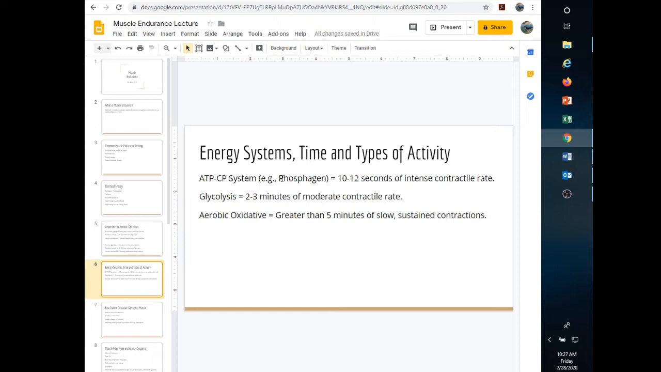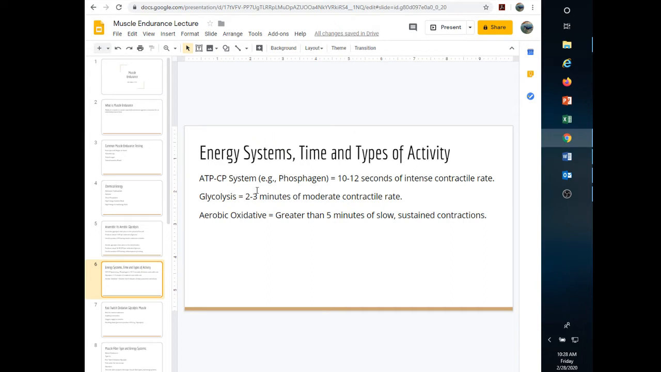Whereas muscle endurance, what we're talking about now, is events that could last up to 2 to 3 minutes. They don't always last that long. I mean, we're getting to the extreme end. You would be at the elite level if you did push-ups for 2 to 3 minutes. So it just depends on the muscle fiber type that you're using. So moderate contraction, not all-out effort, breaking down glucose to generate ATP. The aerobic oxidative energy system, greater than 5 minutes, right?